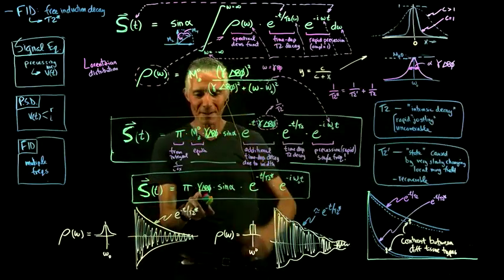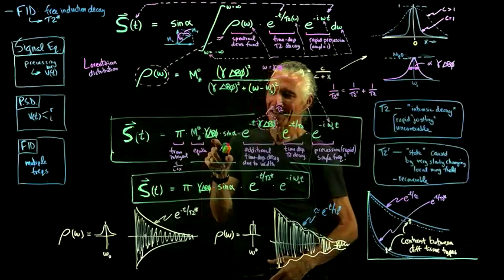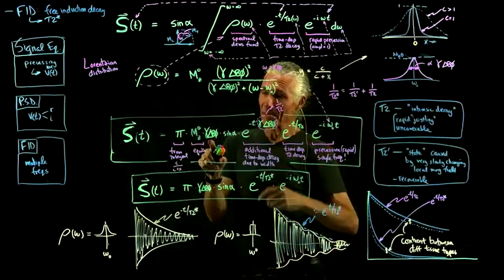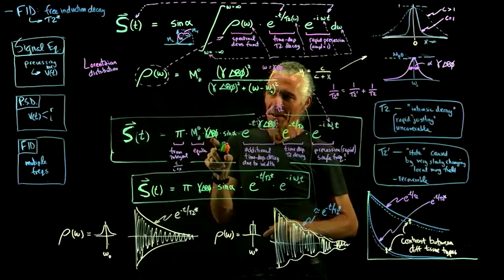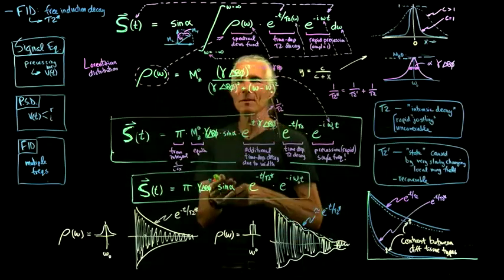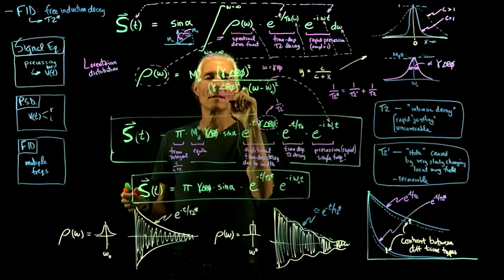Okay, so you might wonder, why is that in there? And what that means is that as you turn up the width of the distribution, the width of the frequency distribution.